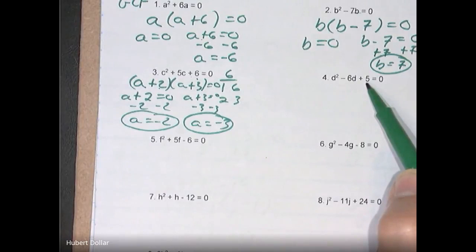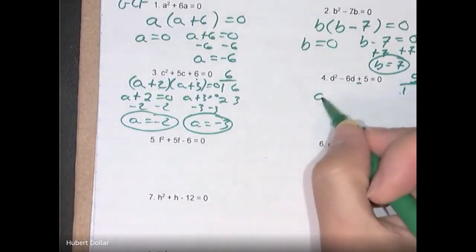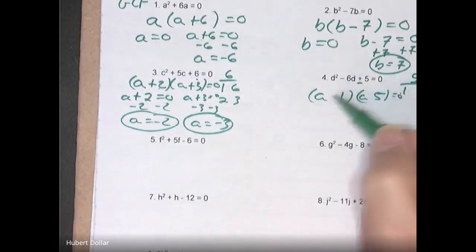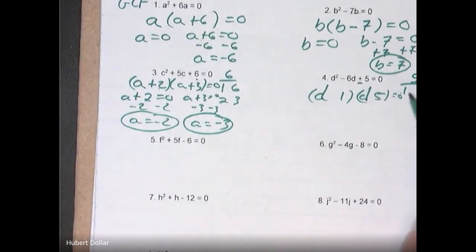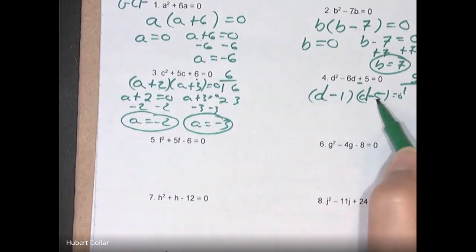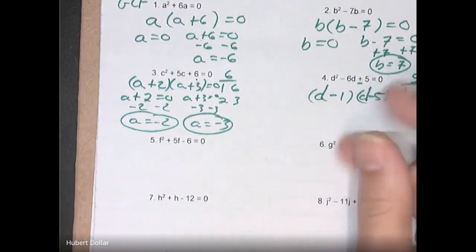Numbers that multiply to get 5 and add to get 6. Well, 5 is either 1 and 5, that's it. And if we want to add to get 6, it has to be 1 plus 5. The problem is that a positive 1 plus a positive 5 is a positive 6, but here we need a negative 6. So we want to make both of them negative, because negative 1 times negative 5 is positive 5, and negative 1 plus negative 5 is negative 6.